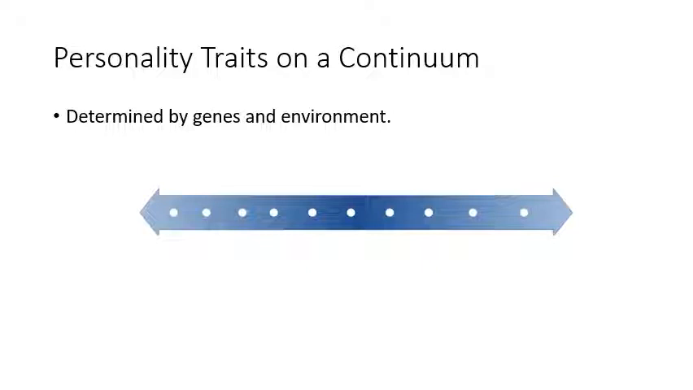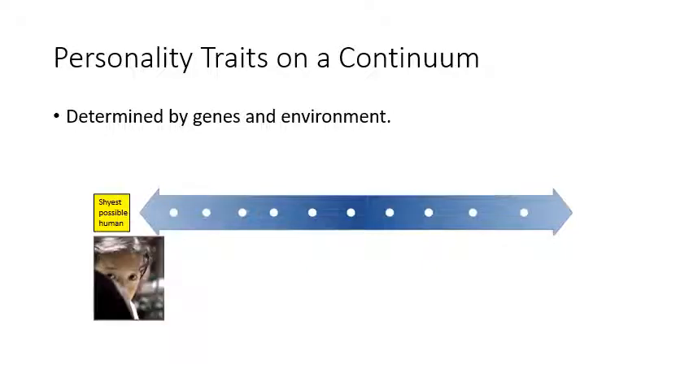So genes and environment determine what's going to be expressed for most multi-gene characteristics. So imagine here this continuum, the shyest possible human ever. Let's just imagine that this is the possibility for humans versus the least shy human ever. We're looking at the characteristic of shyness.